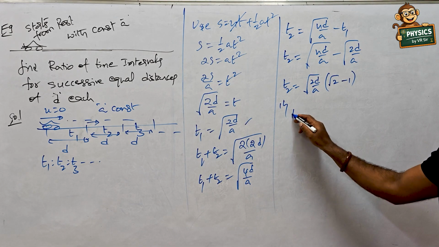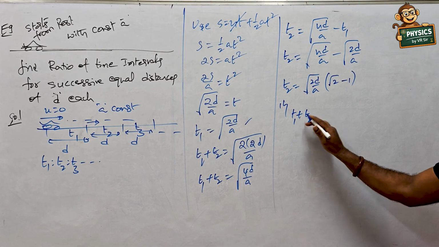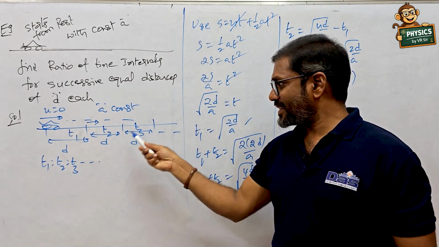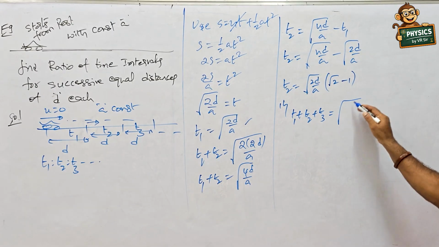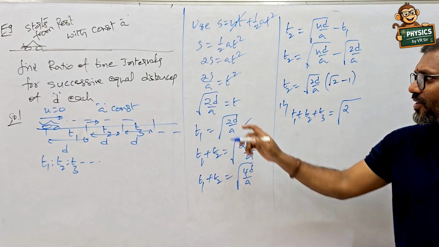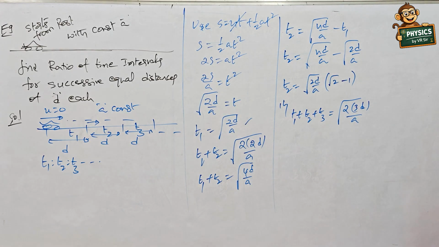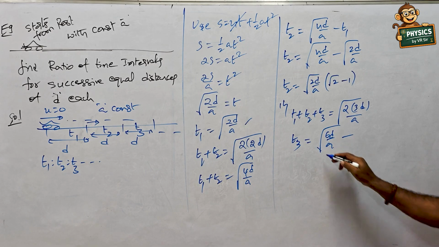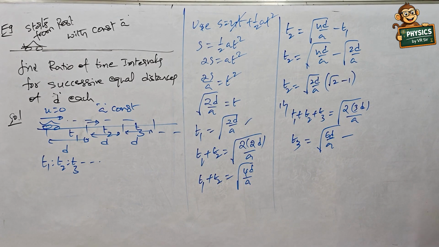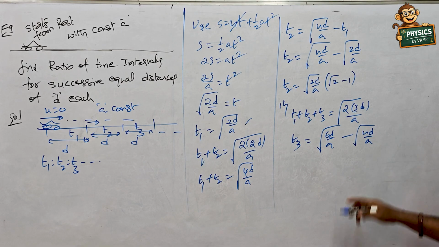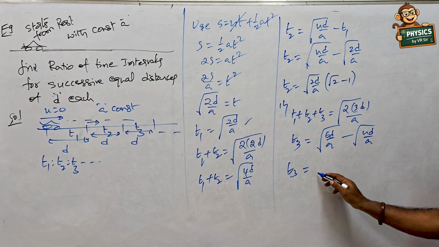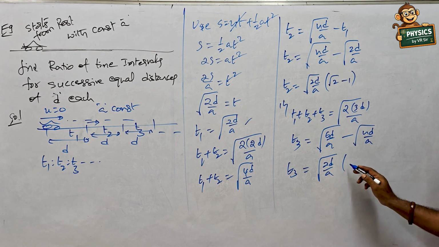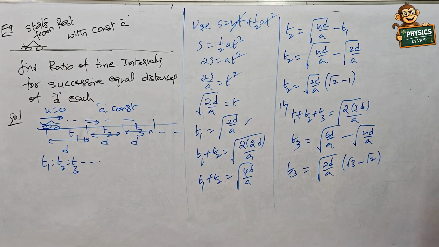Now similarly, I am writing t1 plus t2 plus t3. What is the total distance? 3d, right? So root over 2s by a, so the total is root over 6d by a. Hope you are following. So t3 is root over 6d by a minus t1 plus t2, and t1 plus t2 is root over 4d by a. Then how do you write t3? What should be taken common? I am going to take common root over 2d by a. Then what is left over? Root 3 minus root 2, and so on.